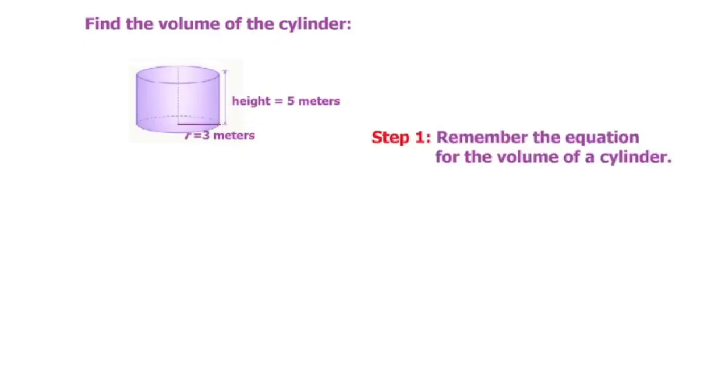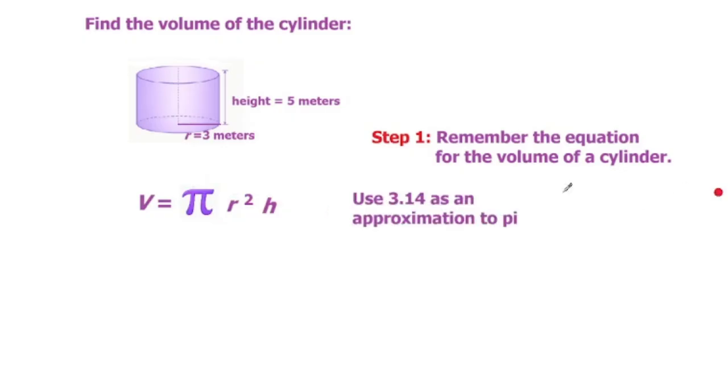So first thing, step one, remember the equation for the volume of a cylinder, and that equation is pi times r squared times the height. Now a little bit of a discussion about pi. Use 3.14 as an approximation to pi. This is what we call this symbol. It's called pi. And every time we use this approximation, the equal sign gets replaced with an approximate sign.